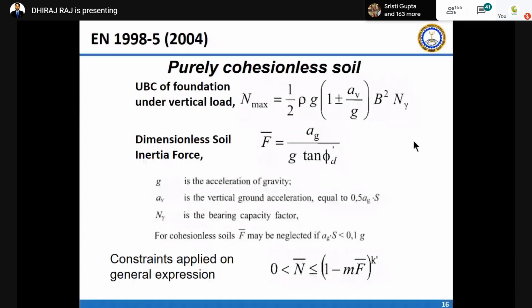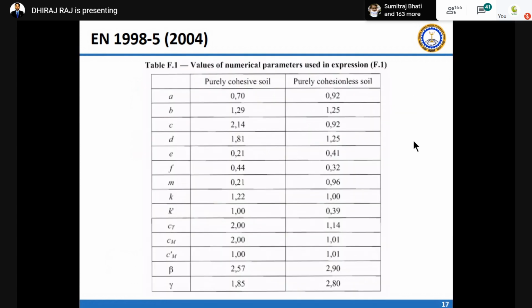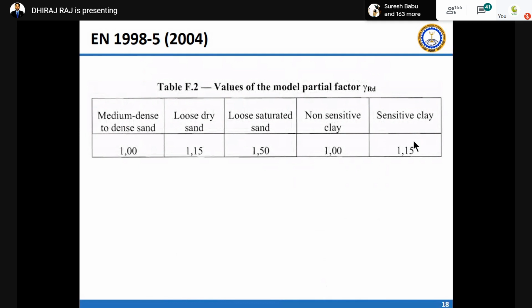And this is actually the capacity design of foundation, where you can check your foundation and how safe it is in this direction. So this is the table for those A, B, C, D different numerical parameters, and this is the table for gamma RD, the model factor.